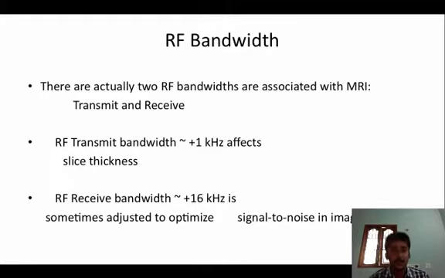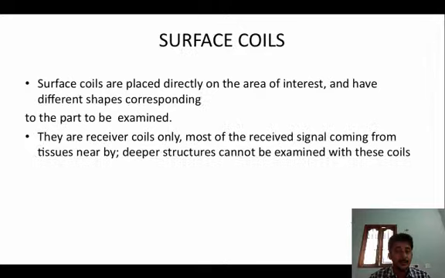So what usual bandwidth do we use for this radio frequency encoding as well as detection? There are actually two bandwidths used. We use 1 kilohertz, which affects the slice thickness, and we usually use 16 kilohertz to minimize noise in images.